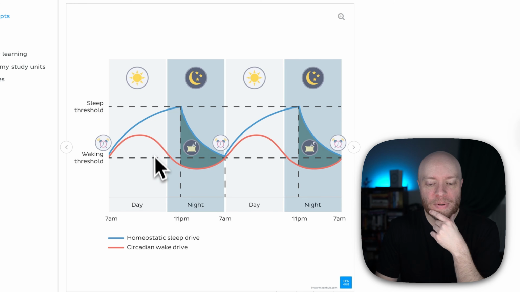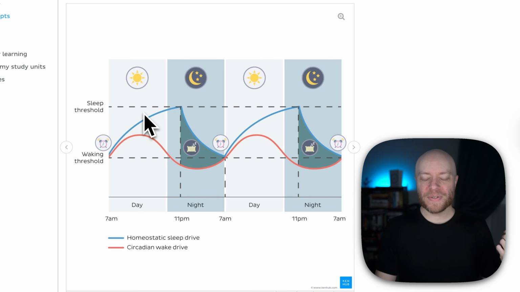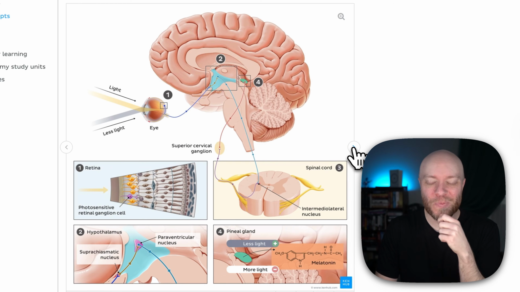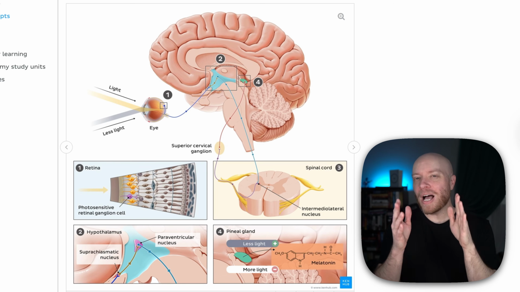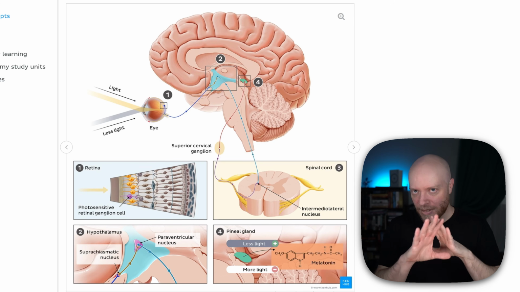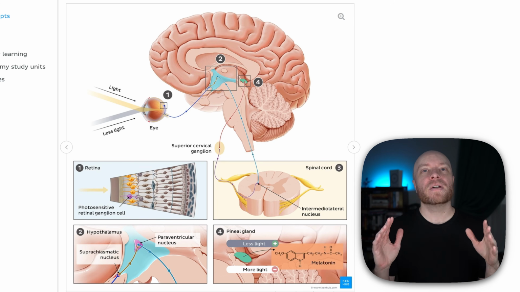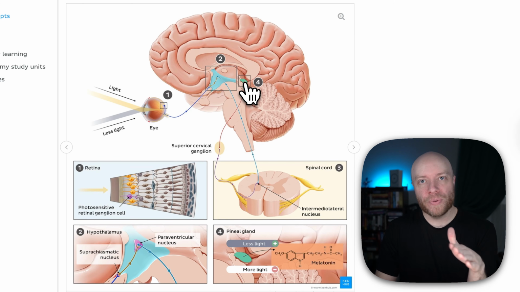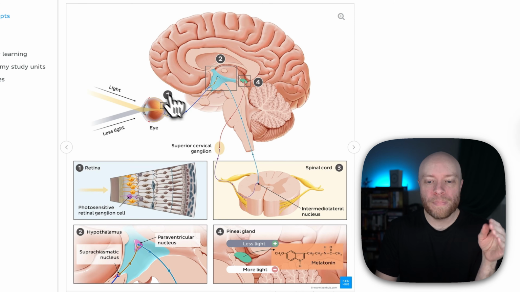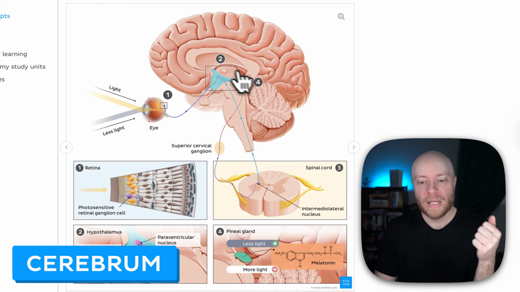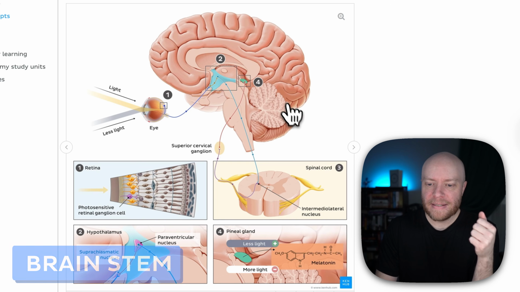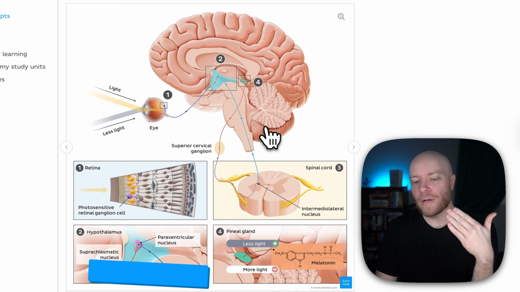But the question you might be wondering is, well, how does your body know that it's actually bright or night, day or night or anything like that? So if we go to this next image, there's a lot to look at here, but I just want to take our time with this so we fully understand exactly what's happening, because we have this sagittal view of the brain. So you can see the folded part is going to be the cerebrum. Then this right here is the brainstem. And then this back here is called the cerebellum.